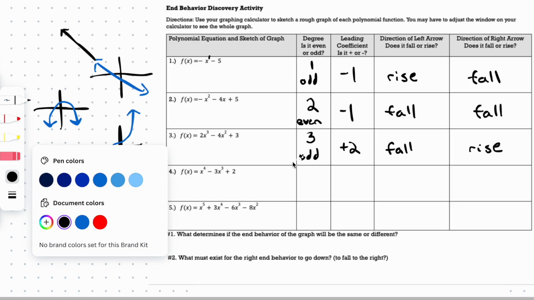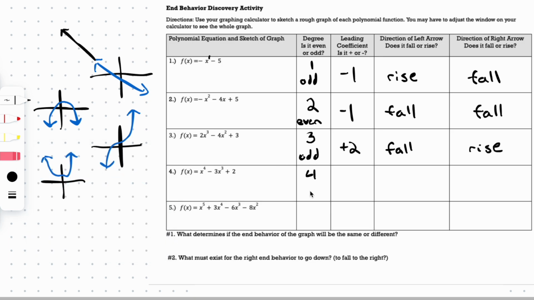So our degree is 4, right? We're raising x to the 4th. That's going to be even. Now our leading coefficient, well, nothing is written down, so that's just going to be positive 1. And we see that both arrows are pointing up. They're both rising to positive infinity.